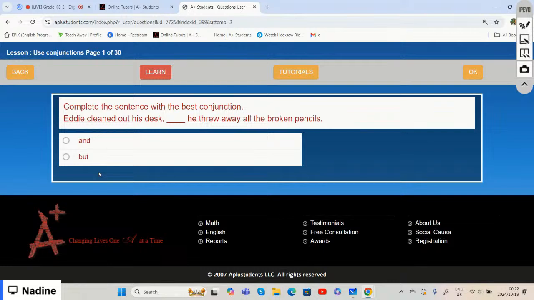All right, and if we were to select the correct answer, it says, Eddie cleaned. Complete the sentence with the best conjunction. Eddie cleaned out his desk. He threw away all the broken crayons. Do we say, and he threw it away? Or do we say, but he threw it away? And or but. Which one is correct? So he cleaned out his desk. Do we say, and he threw things away? Do we say, but he threw it away?